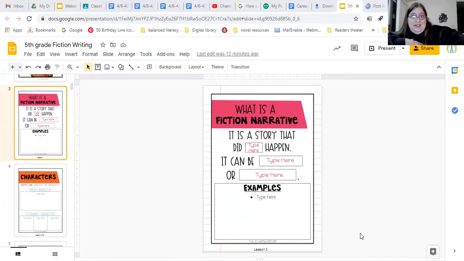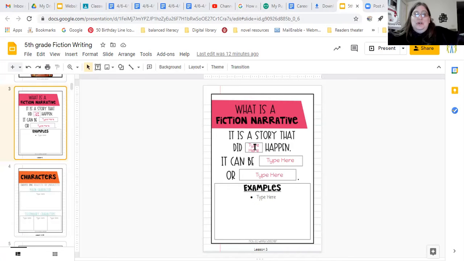All right. Let's look at today's lesson. Last week I had you give me a sample of a fiction narrative, a story. Today, I want to talk about what a fiction narrative is. A really great example of a fiction narrative is The Willoughbys. We just read The Willoughbys. It is very much not a true story.